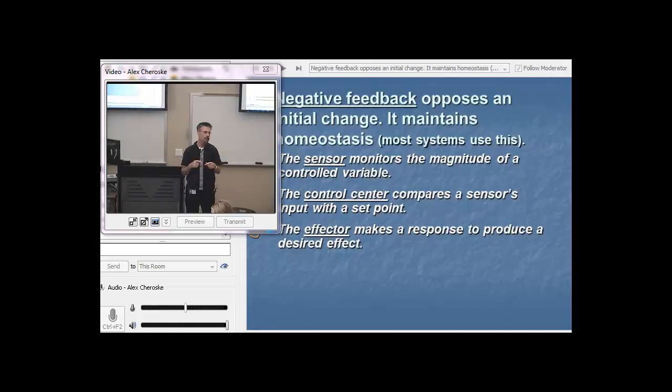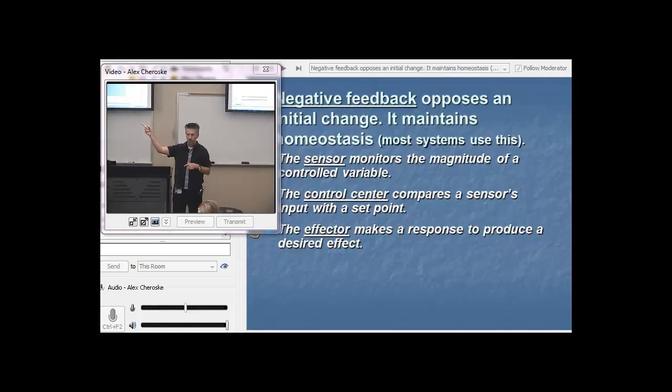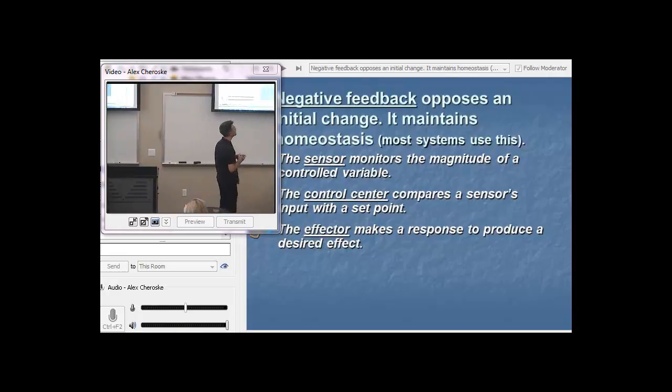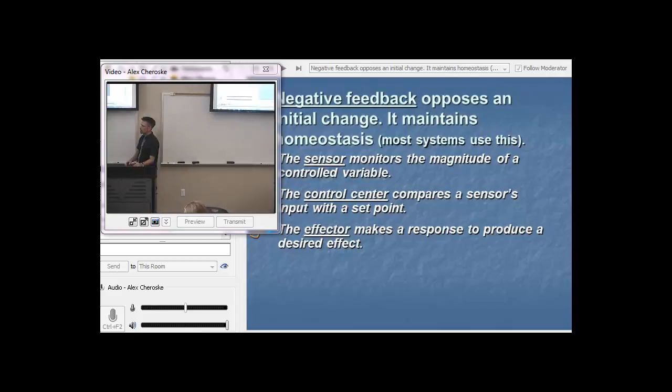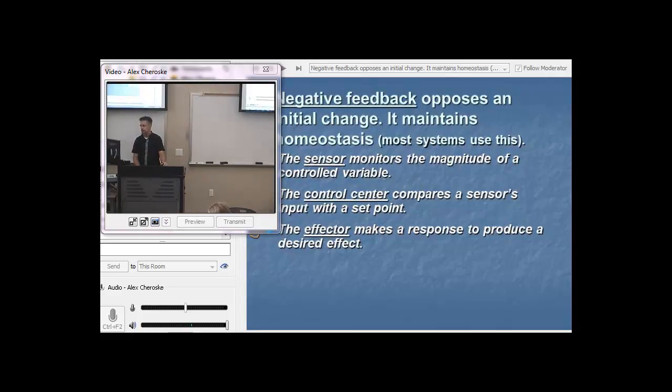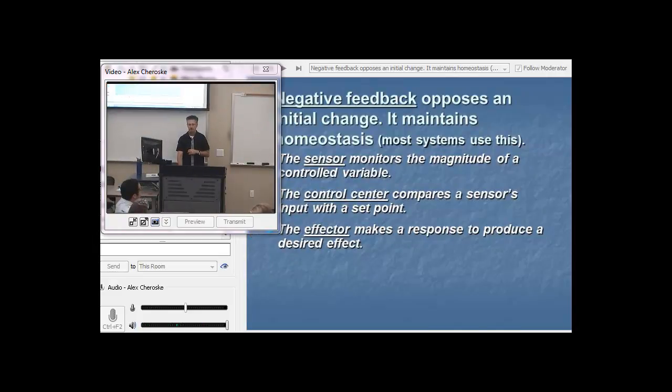So it's kind of like when you're driving on the road, right? You start to drift a little bit to the left, then you nudge the steering wheel back so that you stay on the straight and narrow, so you stay in that lane, okay? So that's what a negative feedback system does. It opposes an initial change, and that way it maintains that condition. And so most of our body systems in maintaining our living condition operate under negative feedback, okay?